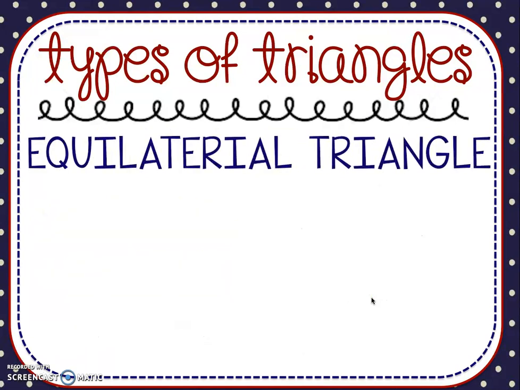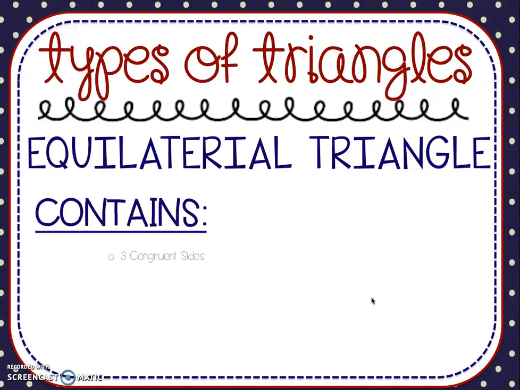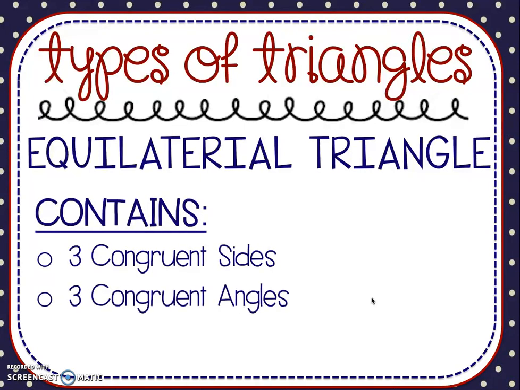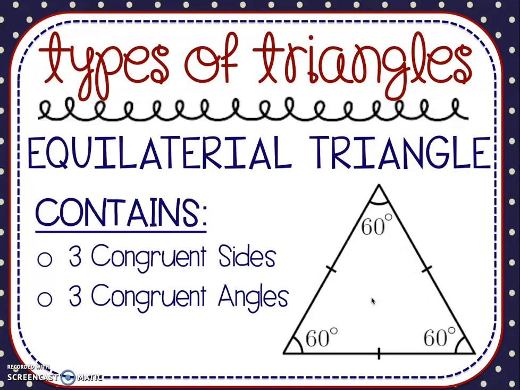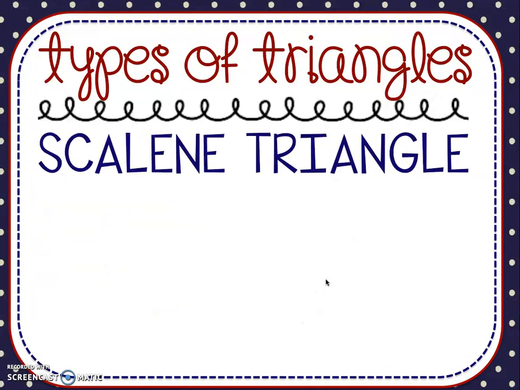Okay. An equilateral triangle. Now, an equilateral triangle is a triangle that has three congruent sides and three congruent angles. We can see the word kind of equal as a prefix there. So in our minds, we need to associate that all of the sides and all of the angles are equal. Now, I know all these side lengths are equal because of this little tick mark here. This little tick mark says this is congruent to this and this is congruent to that. Okay? All right.